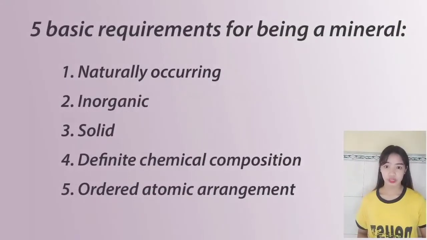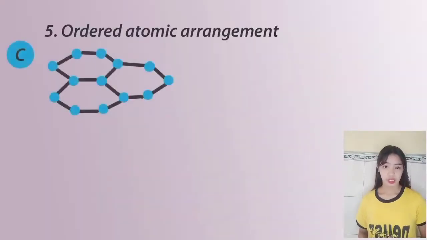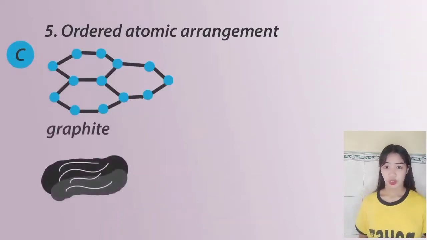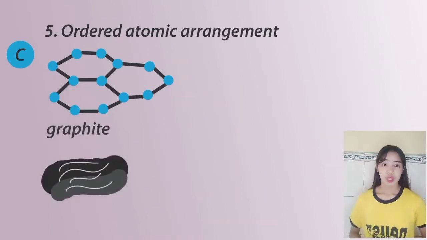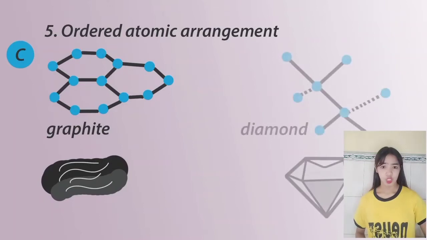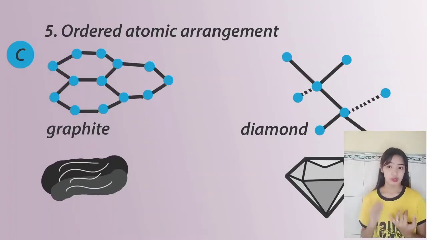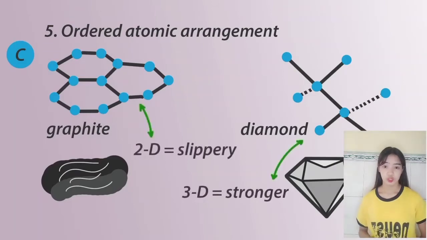The last is ordered atomic arrangement. This means that the atoms making up the mineral must be arranged in a specific way to be classified as that mineral. This also means that 2 different minerals can be made of the same element, just arranged differently. For example, graphite and diamond are both made of only carbon, and the only difference between them is how that carbon is arranged. Sheets for graphite and tetrahedral form for diamond. So those are the 5 requirements of a mineral.